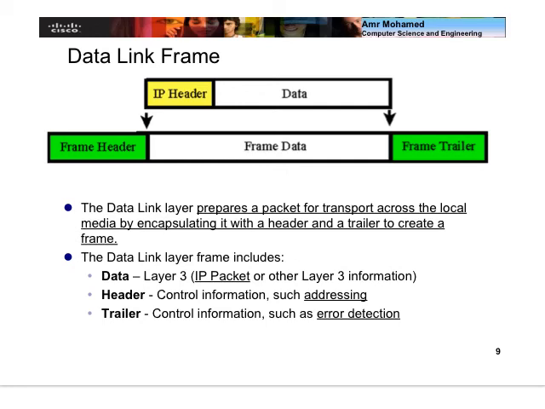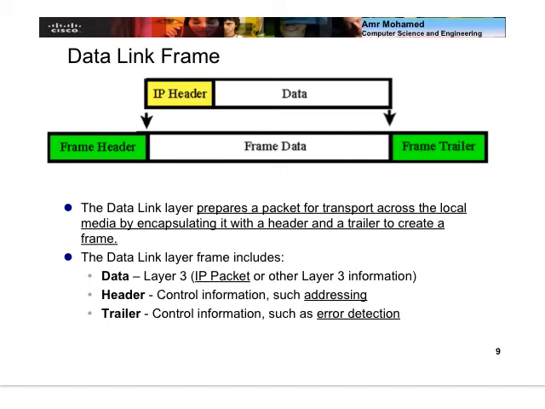The data link layer prepares a packet for transport across the local medium by encapsulating it with a header and trailer, as we said. The data link layer frame includes three major parts. The data, of course, is normally a layer 3 IP packet. The header has control information such as addressing, and other fields as well, which we will discuss. The trailer will have control information such as error detection, and in some cases, error detection and correction as well.